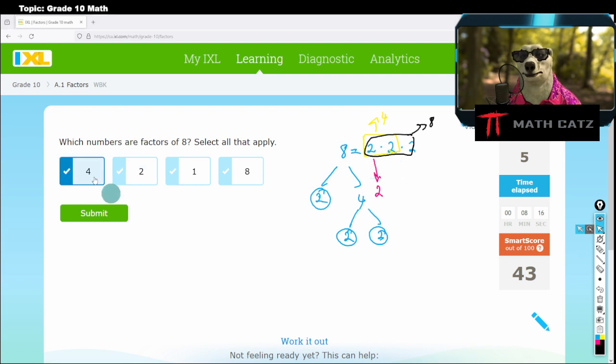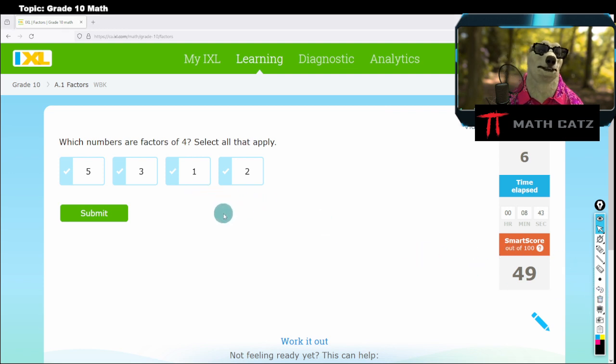So 4 is the yellow one, 2 is the pink one, 1 is not written because it's the nothing, the trivial one, and 8 is the black one. They're all factors of 8, just selections of the pieces that make up the number, the expression in question. Let's do this one a little bit faster. We're not doing too many, we're just laying the groundwork, getting a sense of divisibility, factors, very important moving into algebra. Last one, perhaps? Yeah, let's make this the last one.